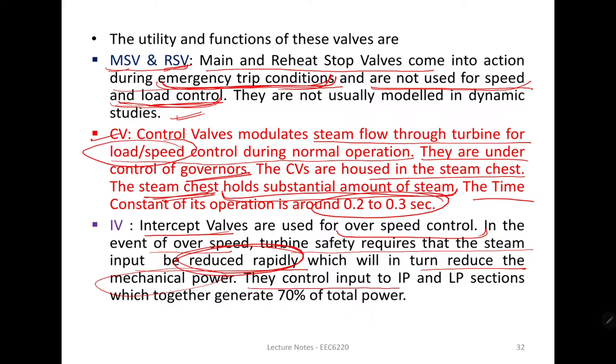So they control input to the intermediate pressure turbine and the low pressure section, okay, which together generate 70% of the total power. This you can understand, that the intermediate pressure and the low pressure turbines develop together about 70% of the total power, okay.